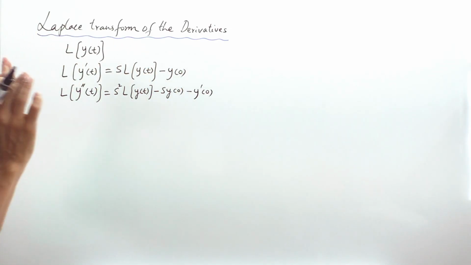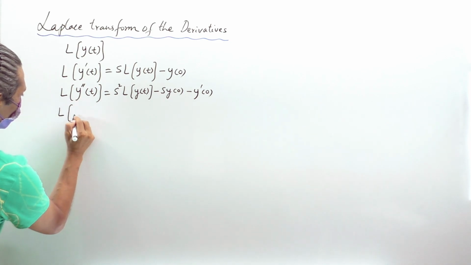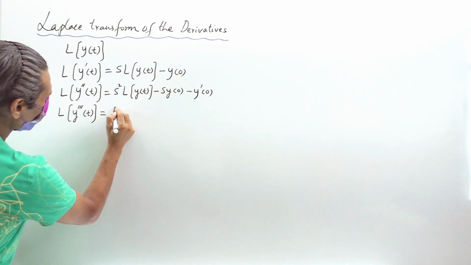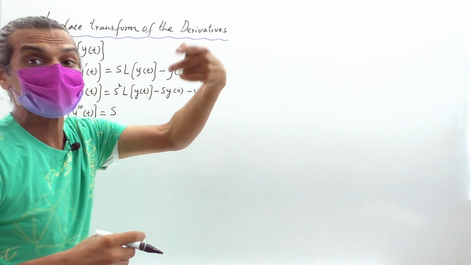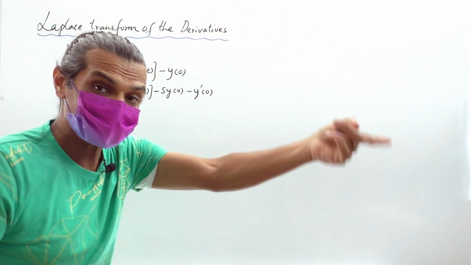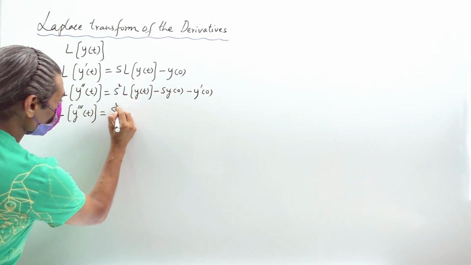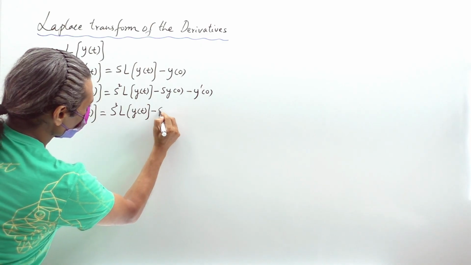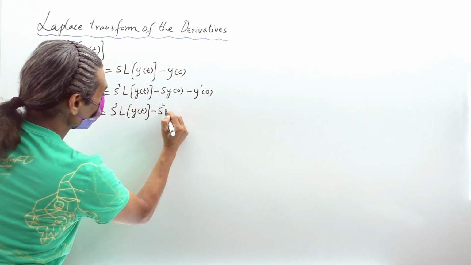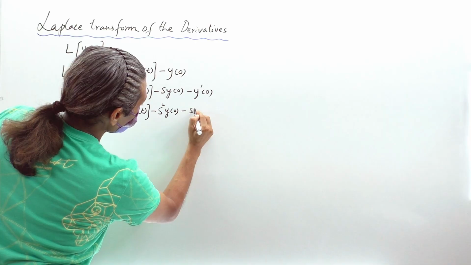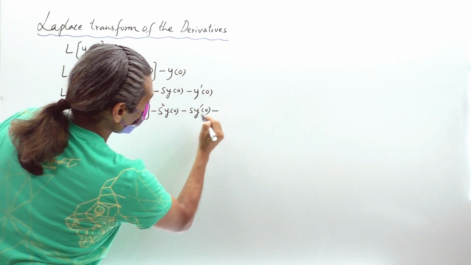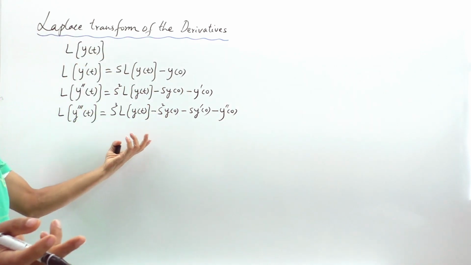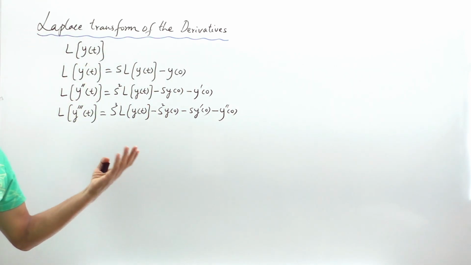That's all, simple. Lastly, one more: Laplace of y triple dash of t is written as s cube. Again multiply by s, and one more derivative. How? See, s into s square is s cube L of y of t minus s square y of 0 minus s into y dash of 0 minus, y dash 0 becomes y double dash of 0. That's all. So you need to simply remember these formulas and that's enough.